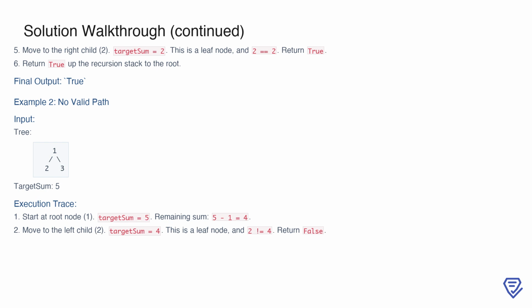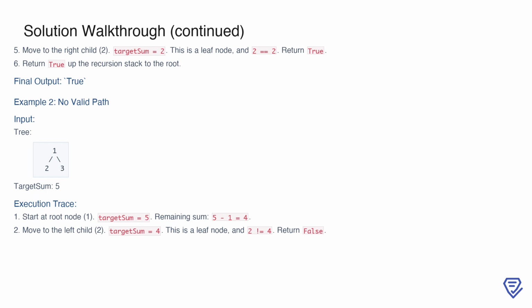This true value propagates back up the recursion stack, ultimately confirming that a valid path does exist. The result for this example is true since we successfully found a path that sums to the target value. Now, consider a second example where the tree is much smaller, and the target sum is 5.